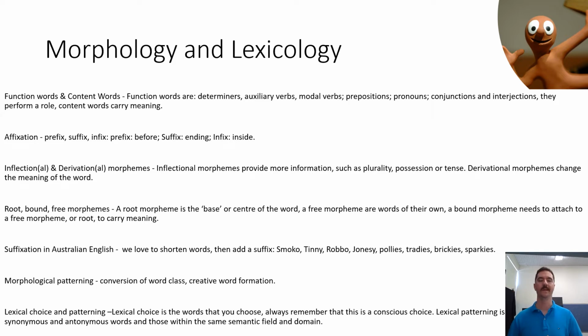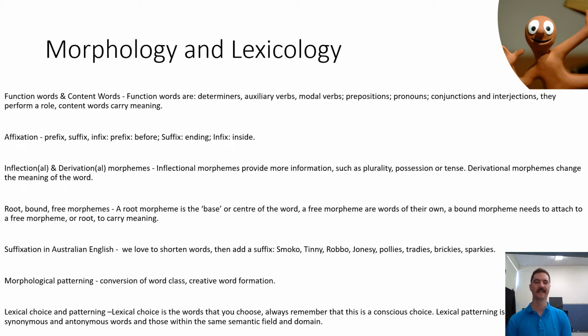Then we've got root, bound, and free morphemes. The root is basically one free morpheme that stands by itself, and a bound morpheme is something that can go on the end, such as an ly or an ing. By itself it doesn't mean anything, but it can be added to a morpheme to make a new morpheme. Suffixation in Australian English, you're thinking of smoko, tinny, robbie, pollies, tradies, brickies, sparkies, just our tendency to add suffixes to the end of words that don't necessarily need to be there, and this sort of diminutive is a part of this idea.